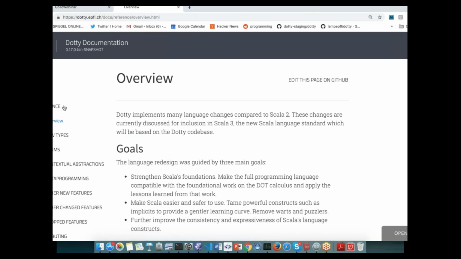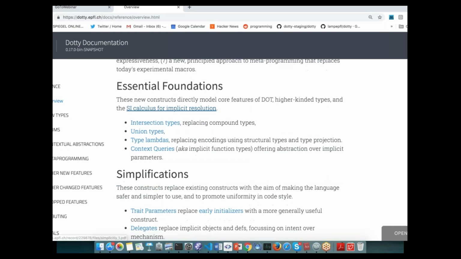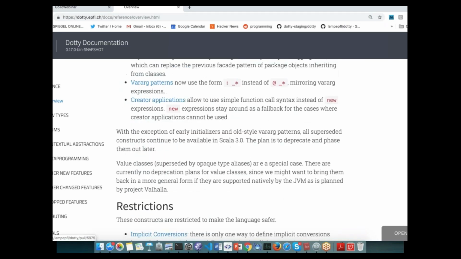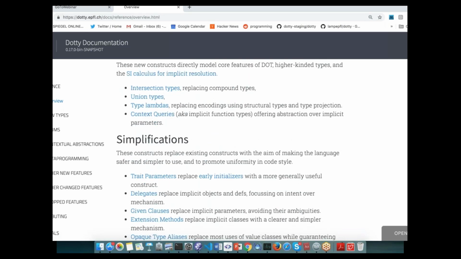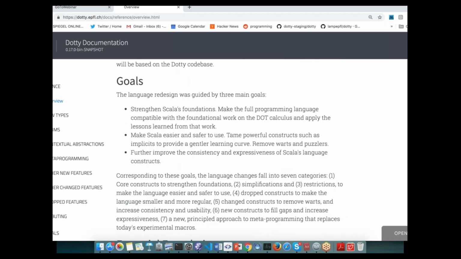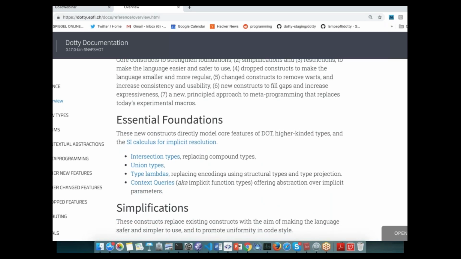Here you see the reference document, where we have the overview of what the goals were that we had for the language, and what all the changes are. Maybe I can give you a quick rundown. We have worked on new and very solid, compared to many other programming languages, foundations. That means type systems and calculi where we actually know what we're talking about, because people have proved soundness and other properties of these type systems. We were going to base the language on these foundations, so that has some effects on new types like intersection types, union types, type lambdas, and implicit function types. That was the first objective.